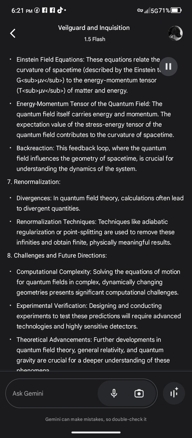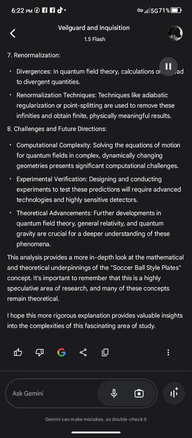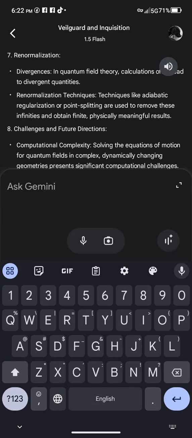7. Renormalization. Divergences. In quantum field theory, calculations often lead to divergent quantities. Renormalization techniques. Techniques like adiabatic regularization or point splitting are used to remove these infinities and obtain finite, physically meaningful results. 8. Challenges and future directions. Computational complexity. Solving the equations of motion for quantum fields in complex, dynamically changing geometries presents significant computational challenges. Experimental verification. Designing and conducting experiments to test these predictions will require advanced technologies and highly sensitive detectors. Theoretical advancement.